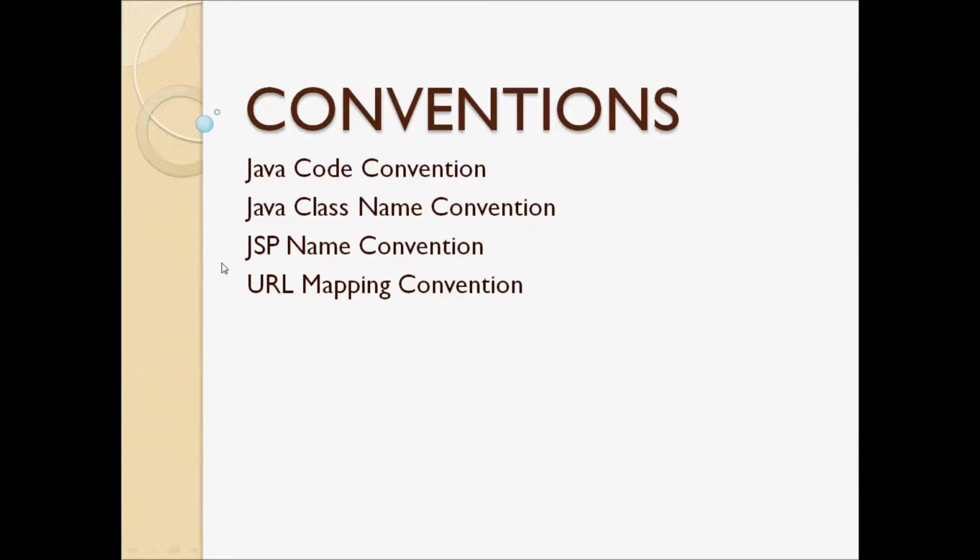There are some kinds of convention I want to tell you before we go to the development phase in this project. Conventions are used to make our code look consistent, elegant, readable, so it is easy to maintain and easy to extend. So I'm going to talk about Java code convention, Java class name convention, JSP name convention, and URL mapping convention. Let's start with the Java code convention first.